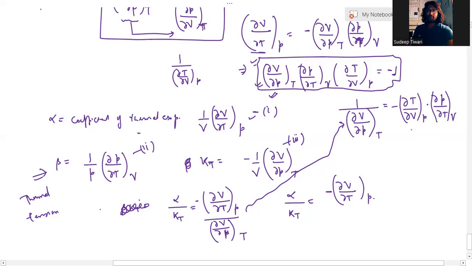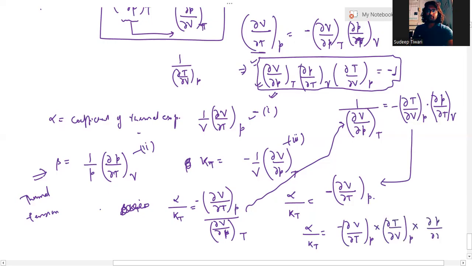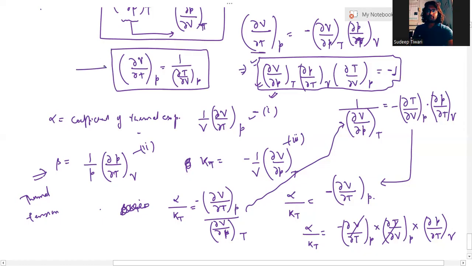So I can replace this here. And if I replace this here, I'll get alpha upon KT is equal to minus of del V upon del T at a constant pressure into del T upon del V at a constant pressure into del P upon del T at a constant volume. So this cancels out because, how should I explain? By the reciprocal results, 1 upon del T upon del V at a constant pressure will be equal to del V upon del T at a constant pressure, from the reciprocal relations that we can obtain from the equation of state.